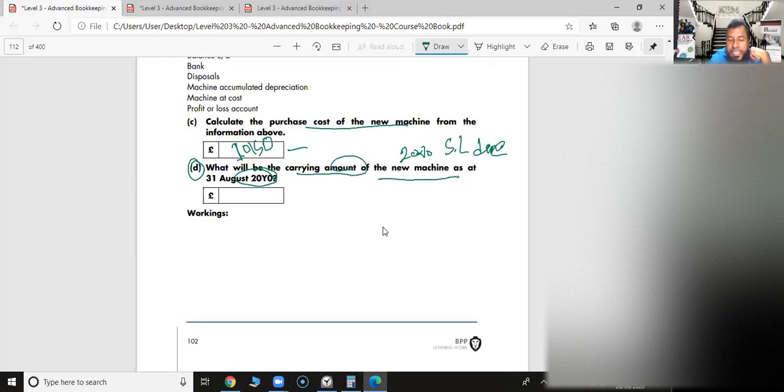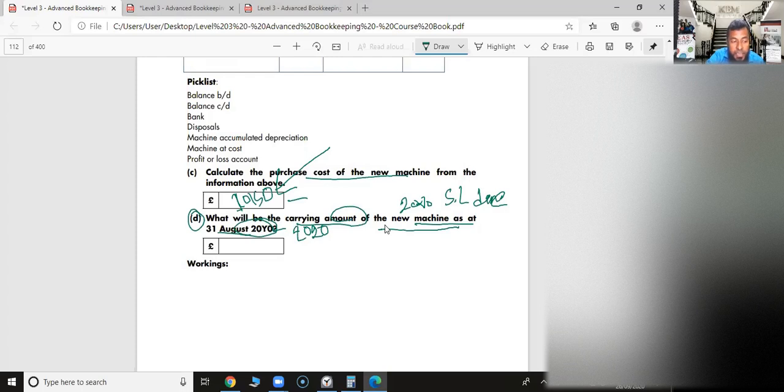The new machine has a date of 31st August 2020, people. 2020. They write 20Y0. These people are unbelievable, like BPP, Kaplan, Y0, X0. You lazy people. They should write 2020. In your real assessment, you're going to get real dates. Don't worry about it. So give me the carrying amount of that machine you have. At the year end 2019, you had this much.